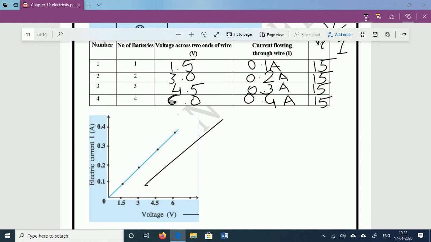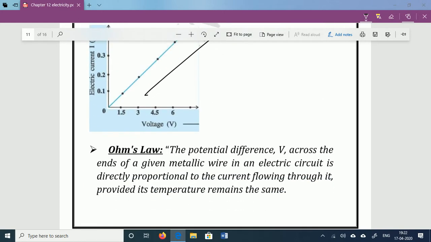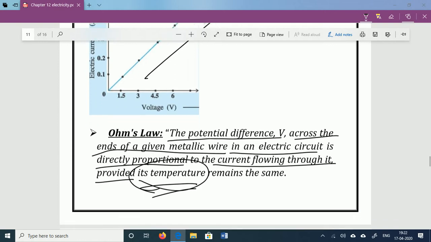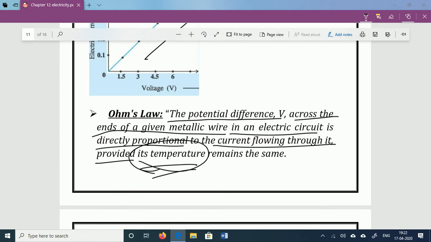From this experiment he came to a conclusion, and that conclusion was given by Ohm in the form of a statement, called Ohm's law. Ohm's law says that the potential difference V across the ends of a given metallic wire in an electric circuit is directly proportional to the current flowing through it, provided its temperature remains the same. That means the physical conditions should remain constant. If the physical conditions change, definitely this relationship will change.